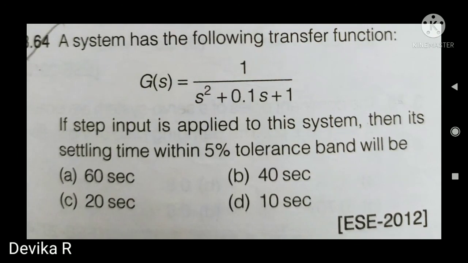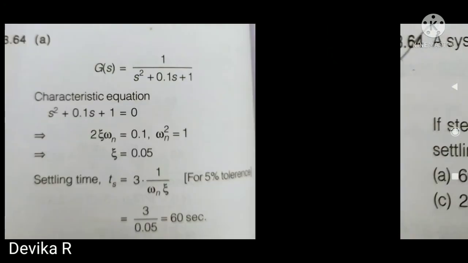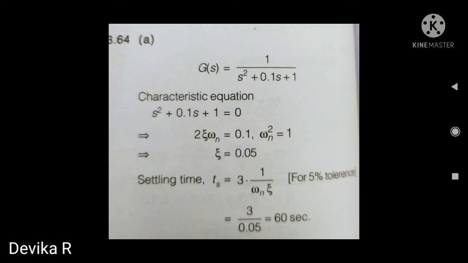And the next one: the system has the following transfer function, g of s equal to 1 by s square plus 0.1 s plus 1. If a step input is applied to the system, then the settling time within 5% tolerance band will be. Okay, it's a very simple question, but the trick here is that most of us remember the 2% tolerance band formula, which is 4 divided by omega n delta, but the 5% tolerance band equation will be 3 divided by omega n delta.